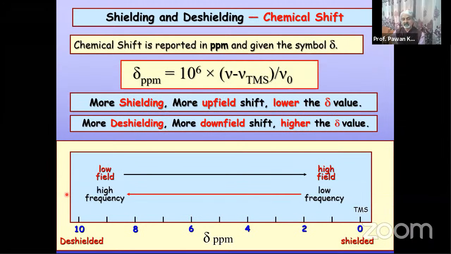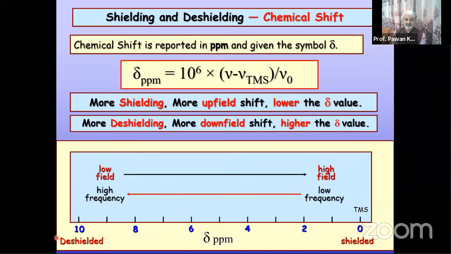So now we can understand the concept of shielding and de-shielding. The more the shielding, the more the upfield shift, the lower the delta value. The more the de-shielding, the more the downfield shift, the higher the delta value. I always ask my students to remember it as DDH: de-shielding, downfield, higher delta. The opposite would also be true: shielding, upfield, lower delta.